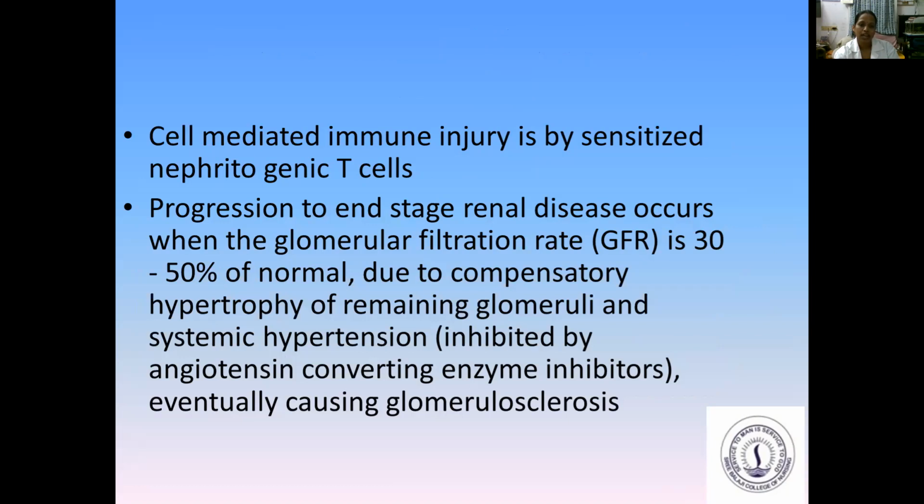So progression to end-stage renal disease occurs when the glomerular filtration rate, that is GFR, is 30 to 50% of the normal, due to compensatory hypertrophy of the remaining glomeruli and systemic hypertension, which is inhibited by angiotensin converting enzyme inhibitors, eventually causing glomerulosclerosis.